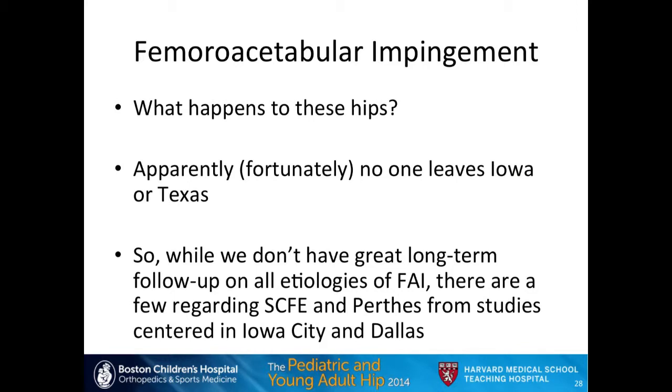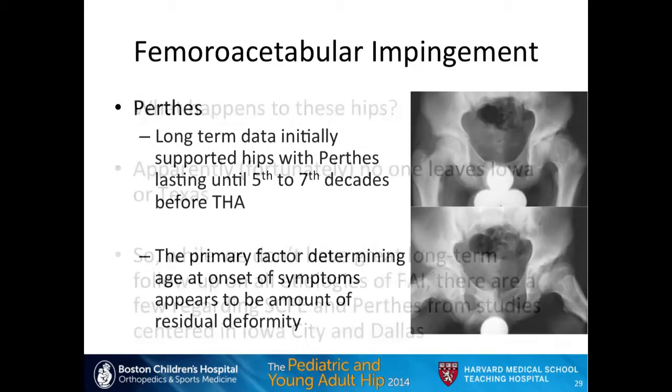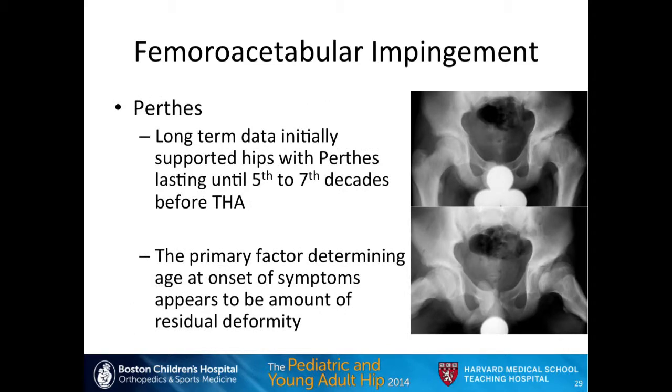So what really happens to these hips? Well, how do you determine this? We need longitudinal data. And fortunately, people apparently don't leave Iowa or Texas, that they come from there. And the benefit of that is that there's folks in Texas and Iowa City in particular that have these amazing databases where they treat these kids and they have the ability to call them up on the phone, get them out of the field and bring them back in, get an x-ray. All right, so they have really long-term follow-up. Perfect natural history study.